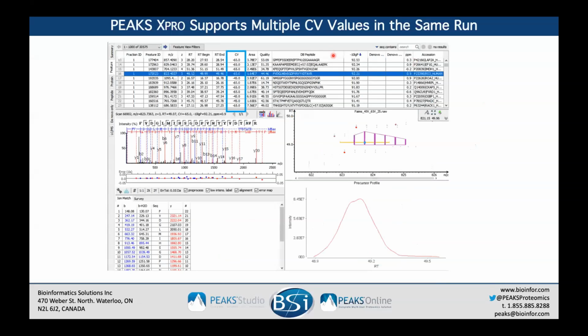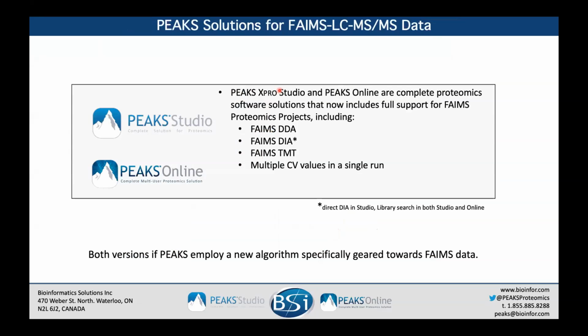And so how does that look? Well, it looks similar to if you've looked at timsTOF data or other ion mobility data, except what happens now in your feature view is you get a CV value. This CV value is taken from the scan header of the run and is used in the feature detection. So you can look at your feature list, sort by CV value if you wanted to, or compare how your peptides are coming off with different CV values.